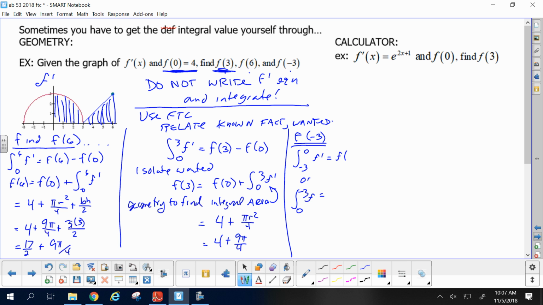But it's f at the upper, which in this case would be 0, minus f at the lower, right? If you were to rearrange that for f at -3, I would add it over there and subtract this over here. So f at 0 minus that, yeah?